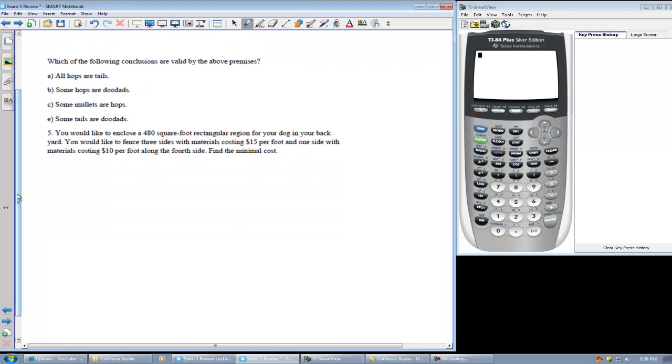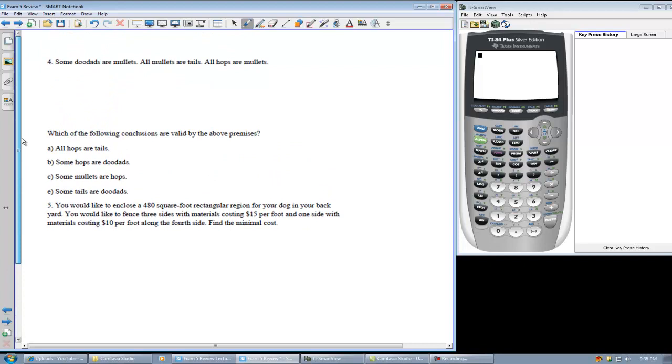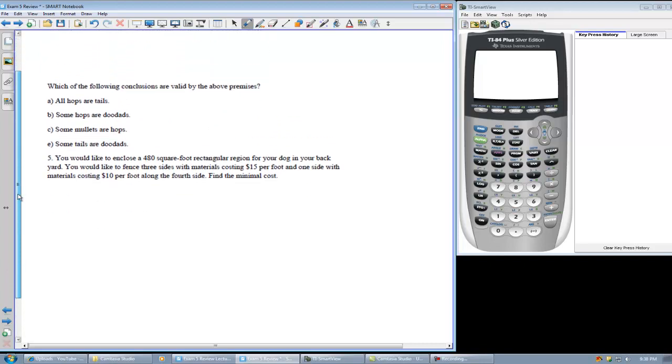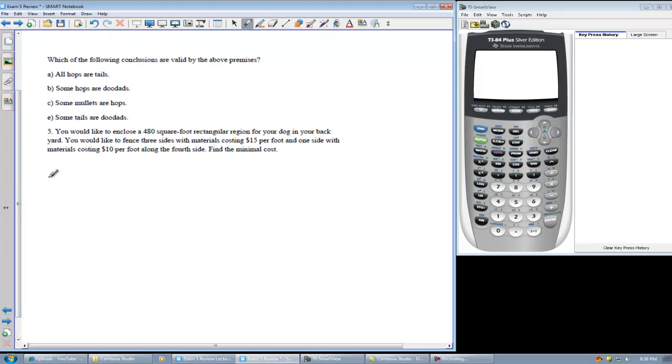Okay. So it says, number 5, you would like to enclose a 480-square-foot rectangular region for your dog in the backyard. You would like to fence 3 sides with materials costing $15 per foot and 1 side costing $10 per foot. Find the minimal cost. All right, so how do we do this? All right, so let's draw a picture.